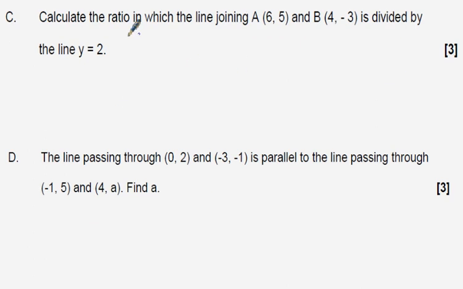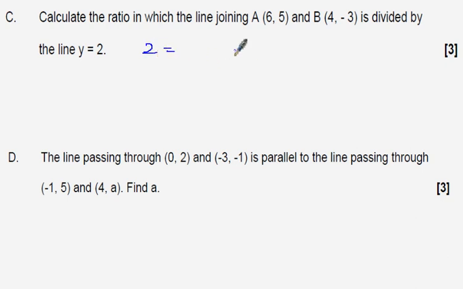Then we go here, ratio. Calculate the ratio in which the line joining this AB is divided by line y equal to 2. So y equal to 2, you can apply known formula. So in my video section and midpoint formula, I have taught you always apply known formula. So here you have been given 2, so apply y formula.